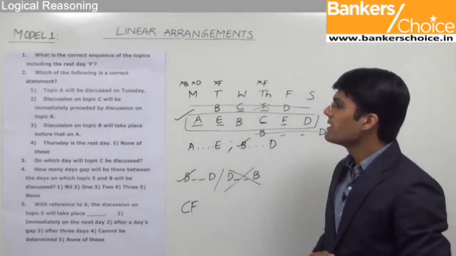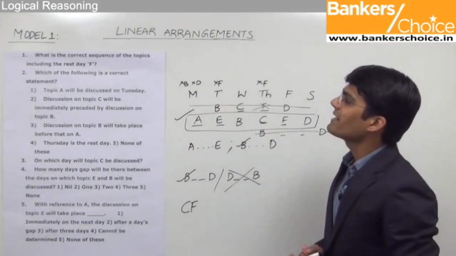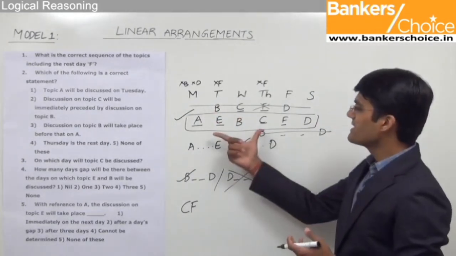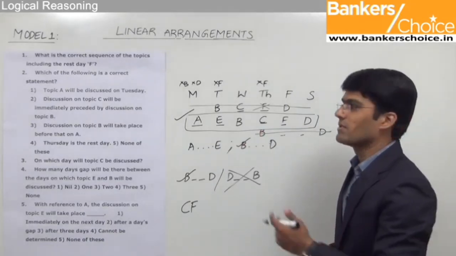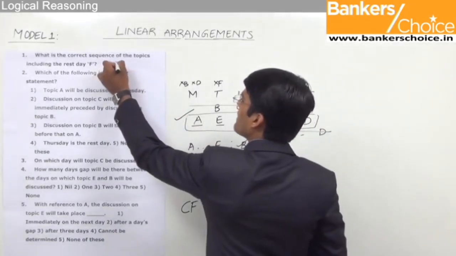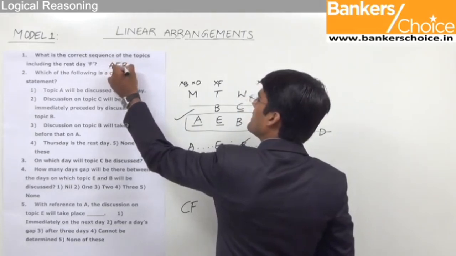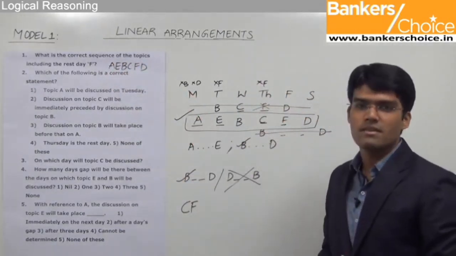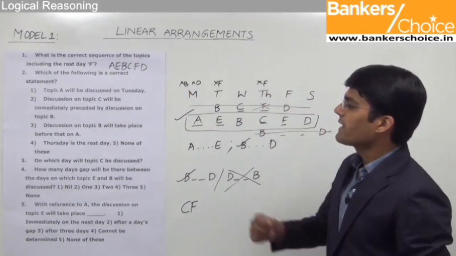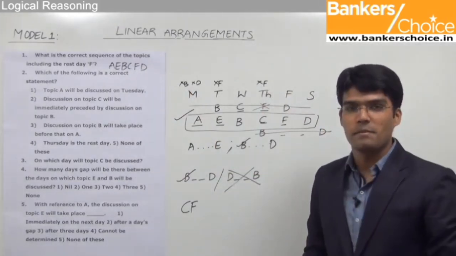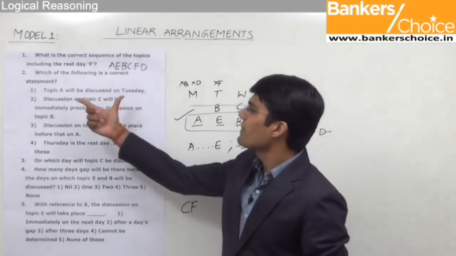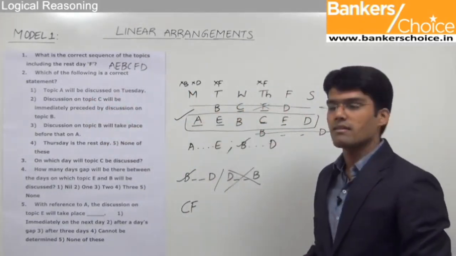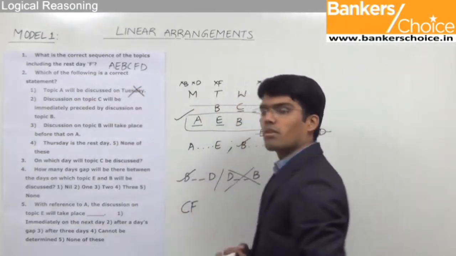So as we can see, the first question is, what is the correct sequence of the topics including the rest day? We know that the correct sequence is A, E, B, C, F, D. So the answer for question number 1 should be A followed by E, B, C, F, D. So whichever option has got that as a sequence should be marked as the answer. The second question is, which of the following is a correct statement? Now the first option here is topic A will be discussed on Tuesday. We know that topic A has been discussed on Monday. So we can say that option number 1 is wrong.